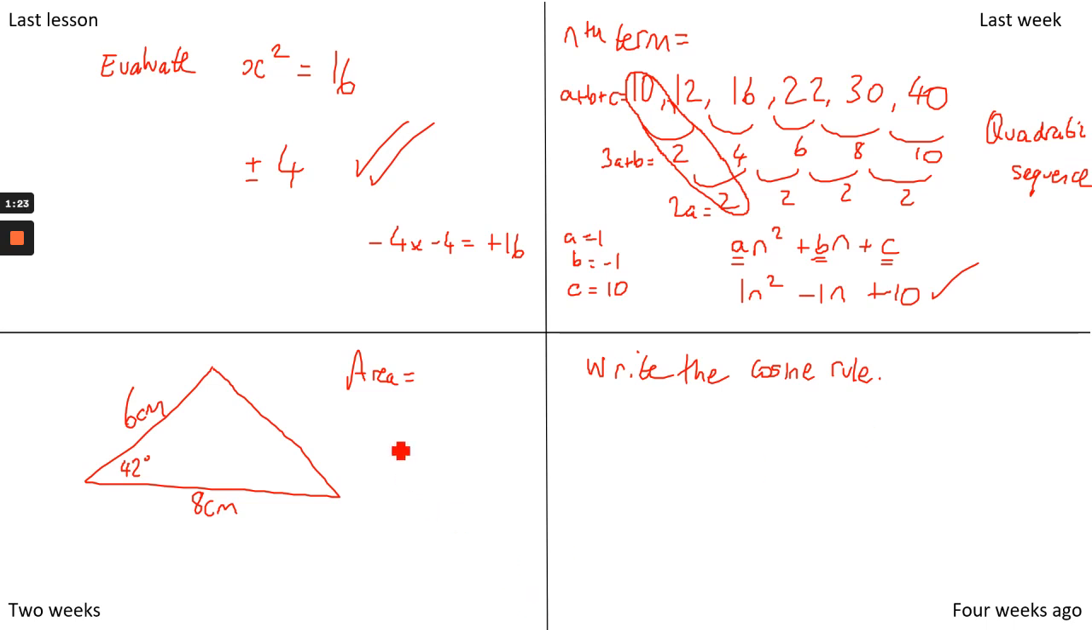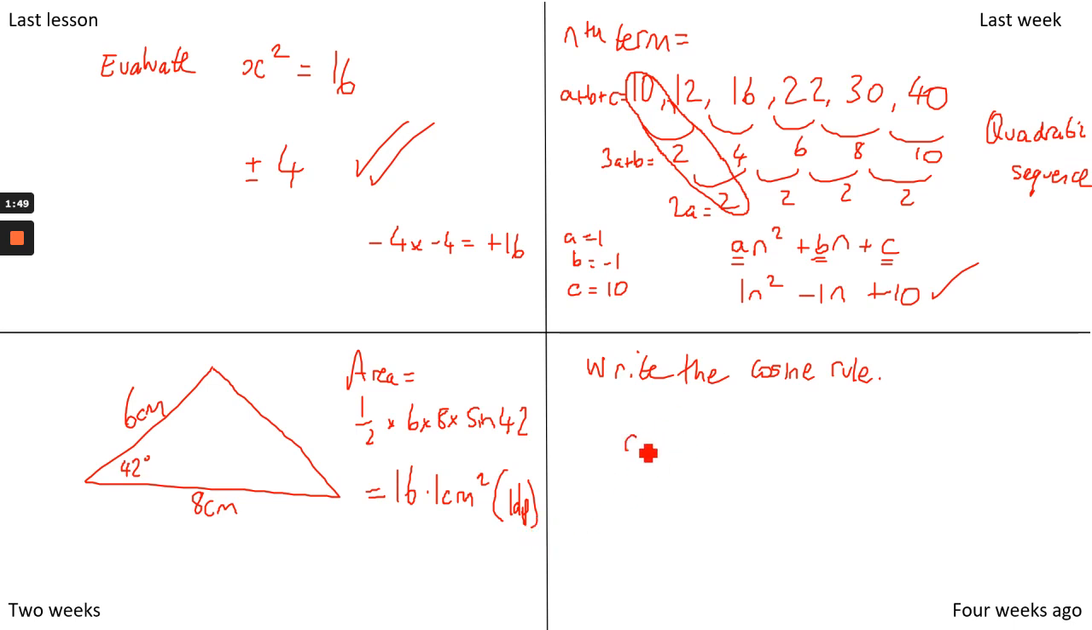This one, hopefully you remember to work this out. So it's going to be half times 6 times 8 times sine of the angle between them. Quite straightforward if you remember the formula. So you've just got to do half times 6 times 8 times sine 42 is equal to 16.1 centimeters squared, but you must tell the examiner that you've rounded it to one decimal place.